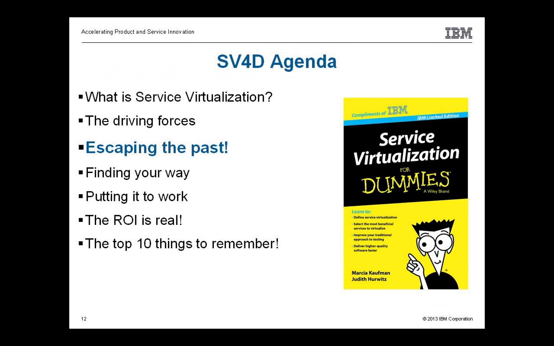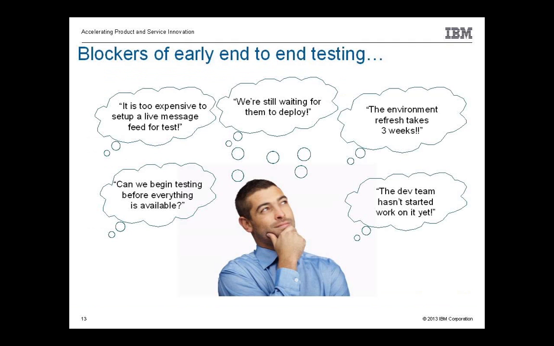So how do we get away from the challenges that we face today? Some people will say, I can't begin testing until I have everything available. It may be too expensive for me to set up a live feed for a test. I might have third-party services that I'm dependent on. I can't get time on their test environments to start testing the integration between my code and the dependency I have on their implementation.